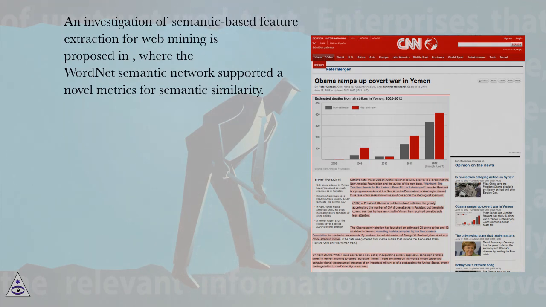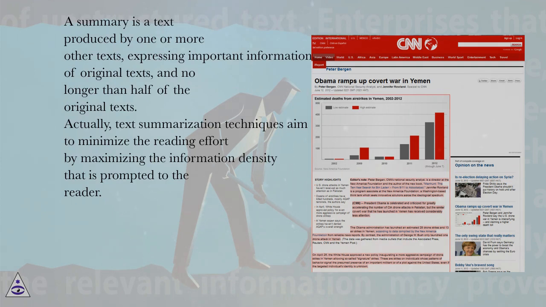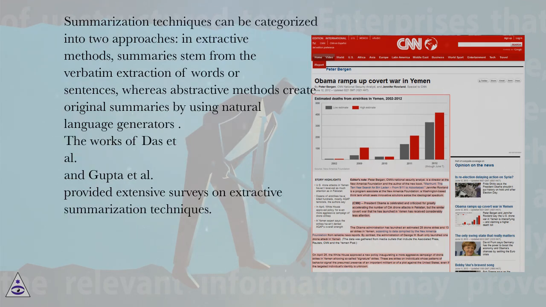A summary is a text produced from one or more other texts, expressing important information of the original texts, and no longer than half of the original texts. Actually, text summarization techniques aim to minimize the reading effort by maximizing the information density that is presented to the reader. Summarization techniques can be categorized into two approaches.